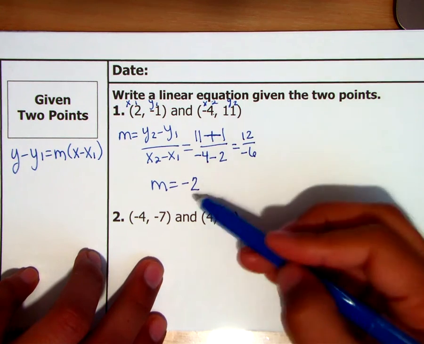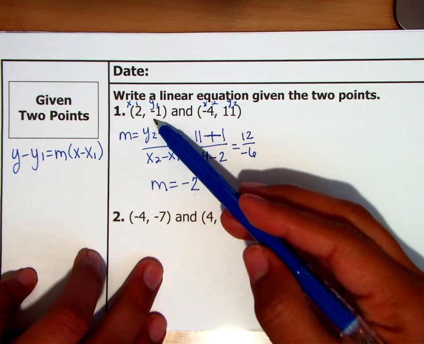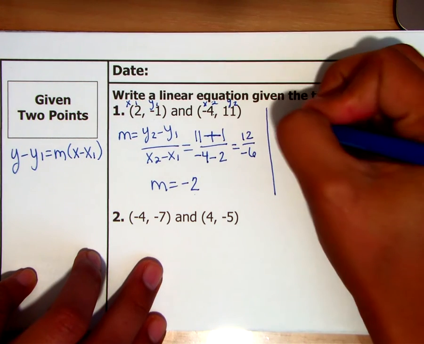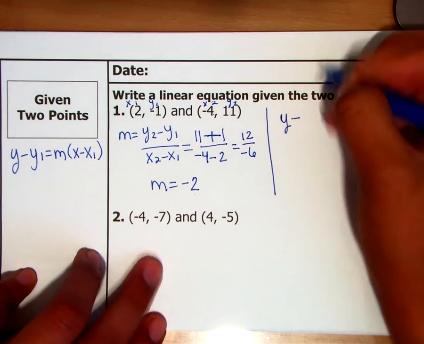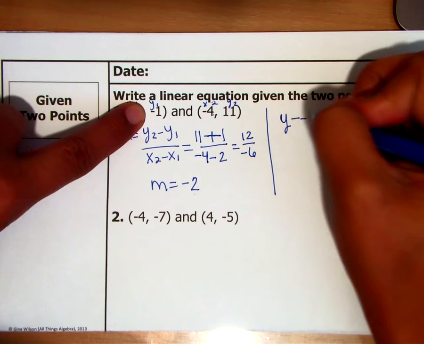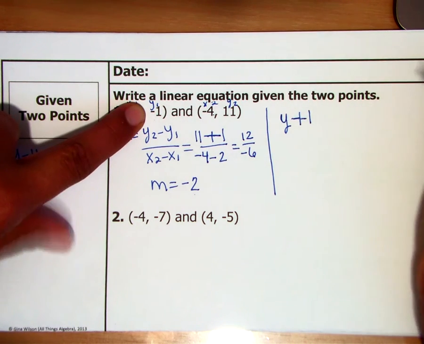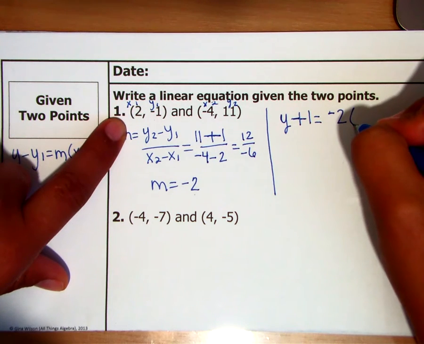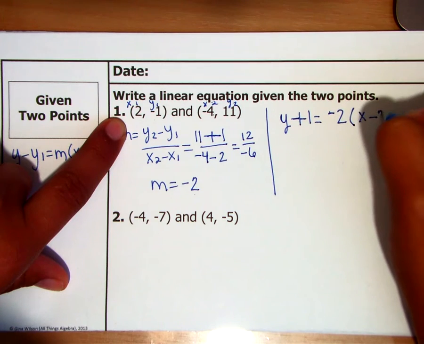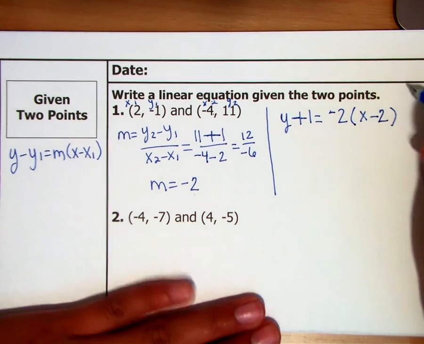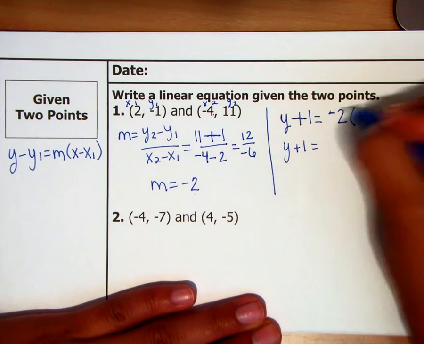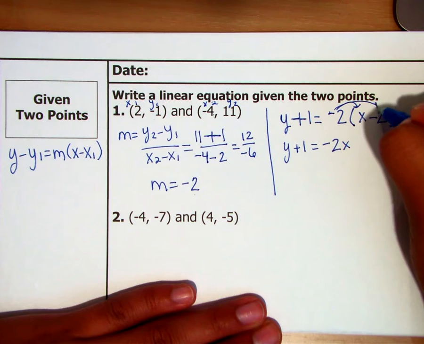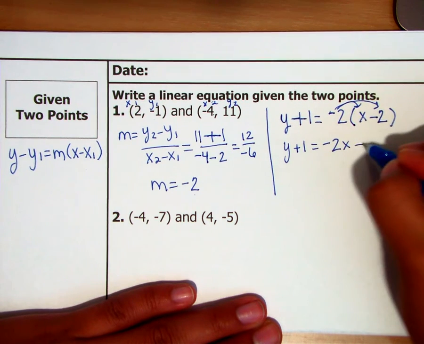So now I have a slope and I have this point. I can use my point-slope formula. So this one has 2 steps. Once you find your slope, now we use our point-slope formula. Y minus y1, minus negative 1, turn it into plus, equals, the slope is negative 2, parentheses, x minus x1, which is 2. Okay, so y plus 1 equals, let's distribute, negative 2 times x, negative 2x, negative 2 times negative 2, positive 4.